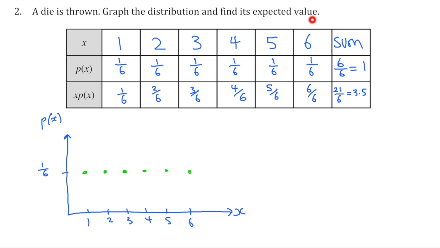The question also says to find the expected value. So what would you expect to roll? If we're rolling a die, on average, we're treating this as like an average, we would expect to get the sum of each outcome multiplied by its probability, and I've already done that. I've got an x times P of x row, and I've summed it, so I would expect to roll a 3.5. It's purely statistical. That's what you would expect.